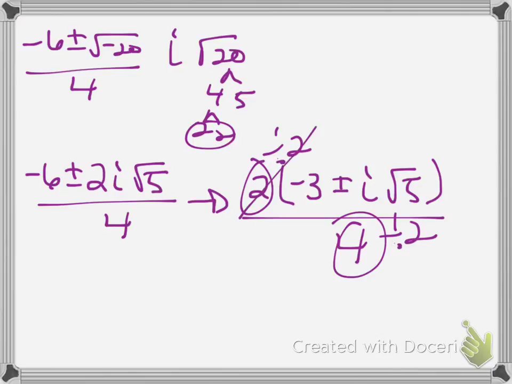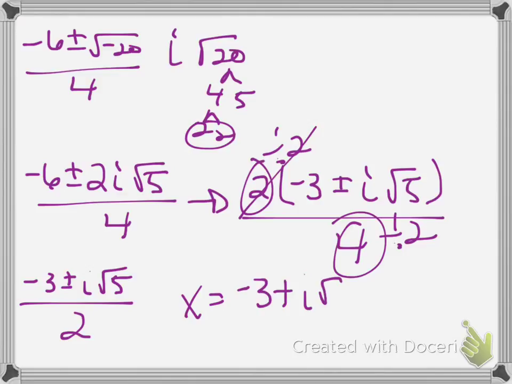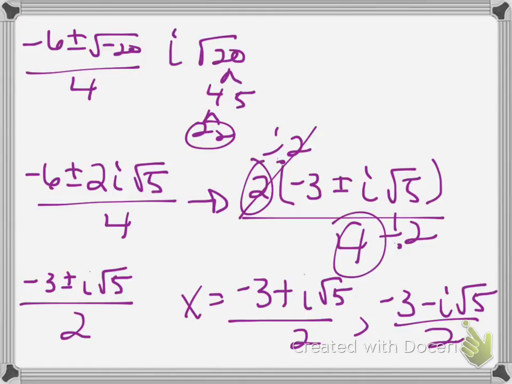2 divided by 2 is 1, so I just have my 1. So I have negative 3 plus or minus i square root of 5 all over 4 divided by 2 is 2. So now that is simplified, so I am going to go ahead and separate my answers: x is negative 3 plus i square root of 5 all over 2, and negative 3 minus i square root of 5 over 2.